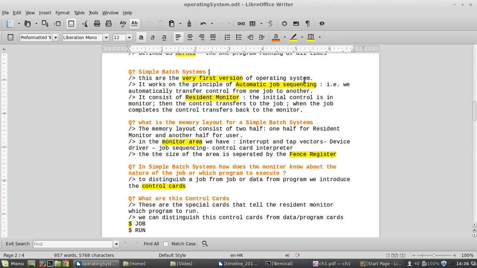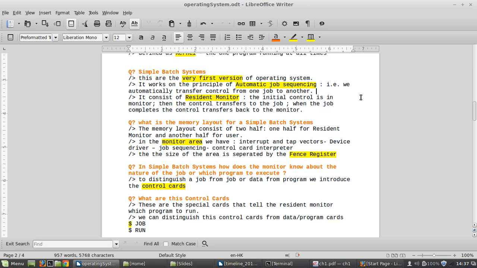Among them, the simple batch system is one of the earliest versions of operating system, and it works on the principle of automatic job sequencing. And what is automatic job sequencing? We automatically transfer the control from one job to another. There are various kinds of jobs, and control is transferred automatically from one job to another.